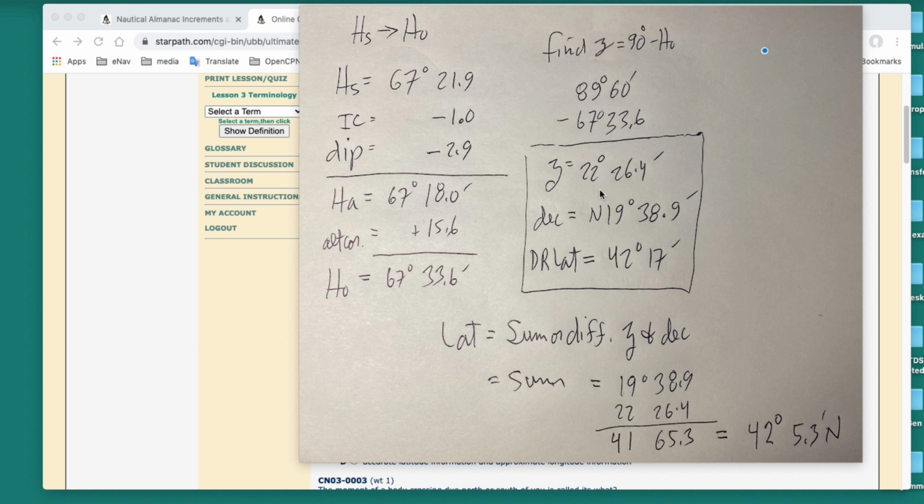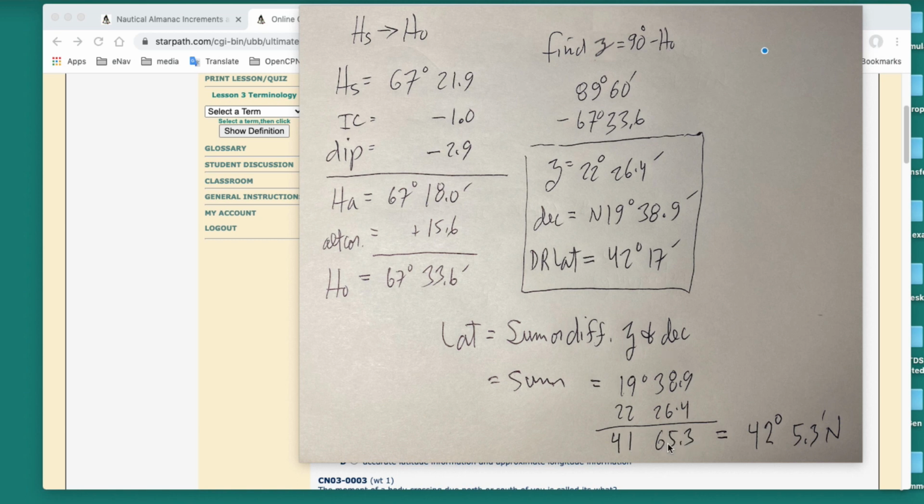If I subtracted them, that puts me right down by the equator. You know, see, it's totally wrong. So we know we add them. So the latitude is the sum or difference of zenith distance and declination. In our case, it's a sum. And we just do that. We take 19 degrees 38.9 minutes plus this, and you get 41 degrees, 65.3 minutes.